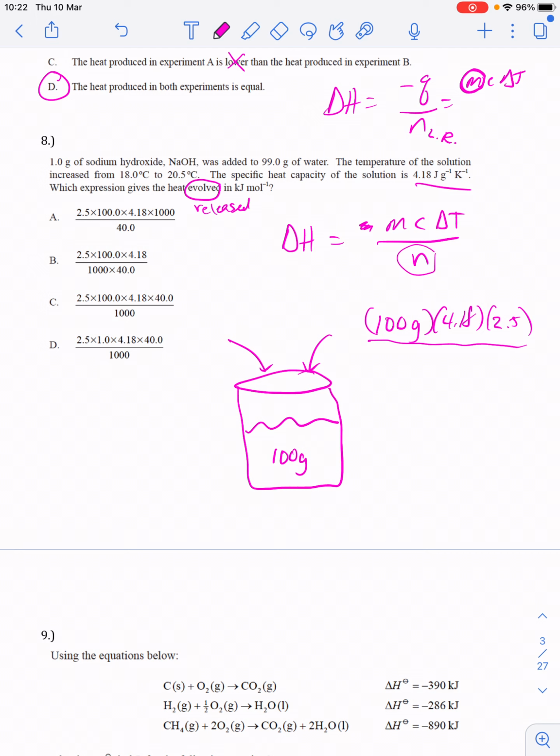The only thing that they've given me here is that I'm adding sodium hydroxide to the water, so I'm dissolving the sodium hydroxide. So the moles must come from the mass of sodium hydroxide. So n equals mass divided by molar mass. Over here, I would think it's 1 gram, and the molar mass of NaOH, if we add it up, is 40 grams per mole. Well, if I divide something by a fraction, it's the same as multiplying by the reciprocal.